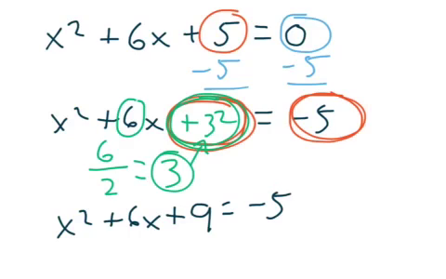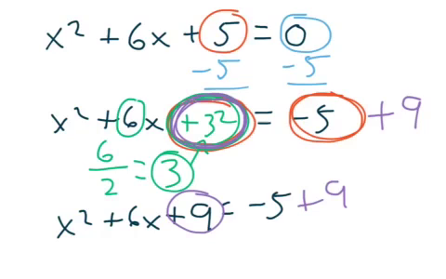Oops, I almost forgot one thing. Didn't we just add 9 to this side? Well, we have to add 9 to the other side as well. So let's see what we have now. X squared plus 6x plus 9 equals 4.